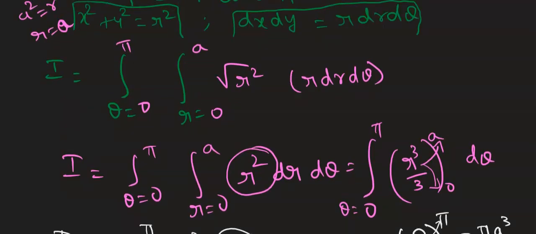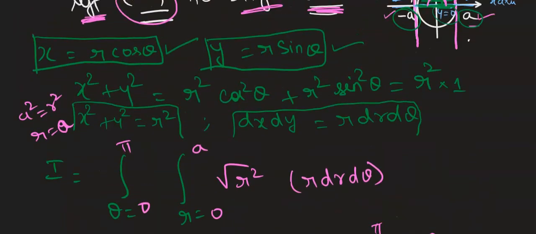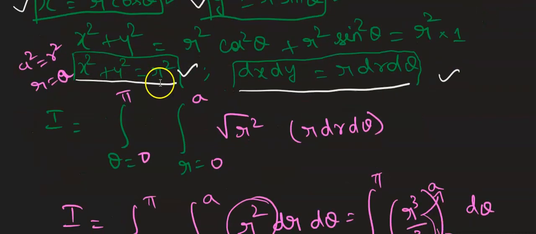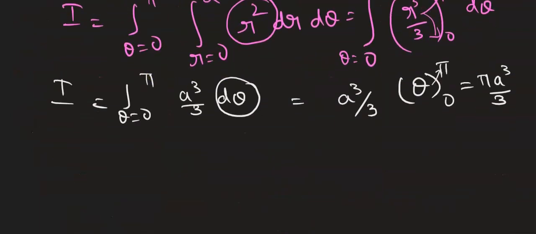So this is how you have to change to polar coordinates. Keep this in mind. x is r cos theta, y is r sin theta, x square plus y square is r square, and dx dy is r dr d theta. So let us see one more example.